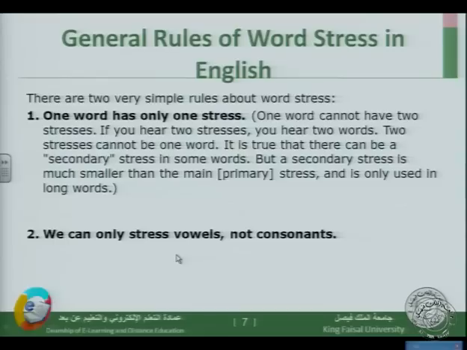It is true that there can be a secondary stress in some words, but a secondary stress is much smaller than the main stress and is only used in long words. Like television, we have a main stress and we have a small secondary stress. I want you only to focus on the main stress now. Second rule is we can stress only vowels, not consonants. So a stress cannot be located on a consonant. It must be on vowels.